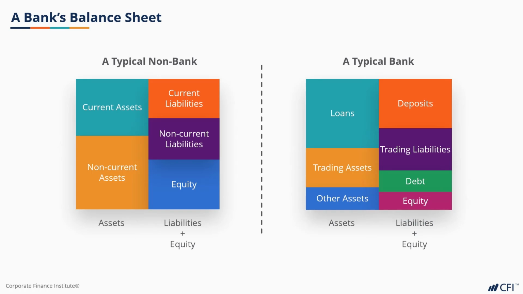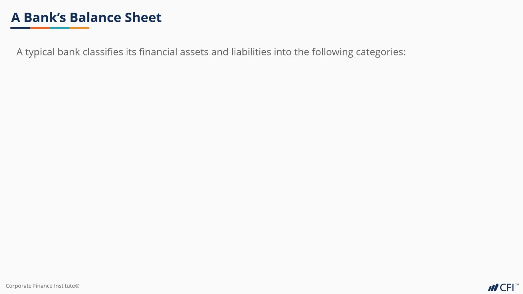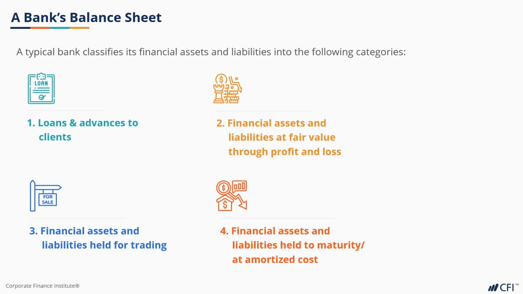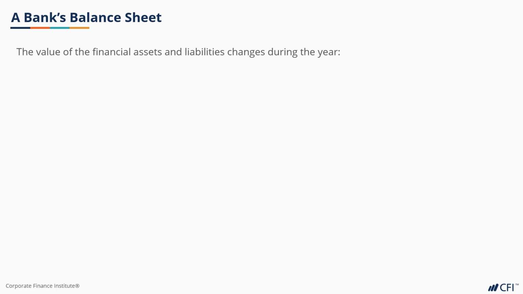A typical bank classifies its financial assets and liabilities into the following categories: loans and advances made to clients, financial assets and liabilities at fair value through profit and loss, financial assets and liabilities held for trading, available for sale, and other financial liabilities, and financial assets that are held to maturity, and financial liabilities that are held at amortized cost. The value of the financial assets and liabilities change during the year.